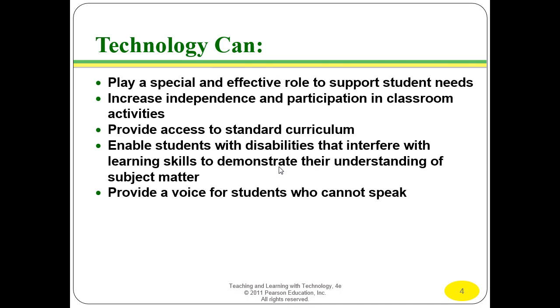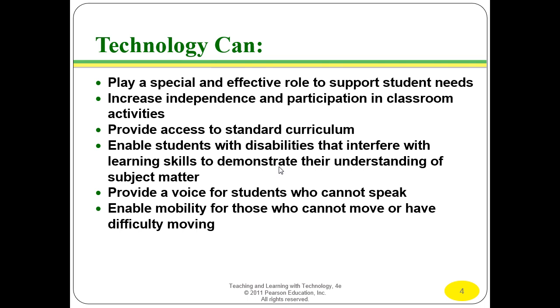Also provide a voice for students who cannot speak. We're going to be looking at technologies that will provide students with the opportunity to be able to communicate verbally. Enable mobility for those students who cannot move or have difficulty moving. If they have some kind of physical handicap that they cannot walk, then obviously there's technology out there that will provide that mobility in the form of wheelchairs or motorized wheelchairs and lifts that can get that done.